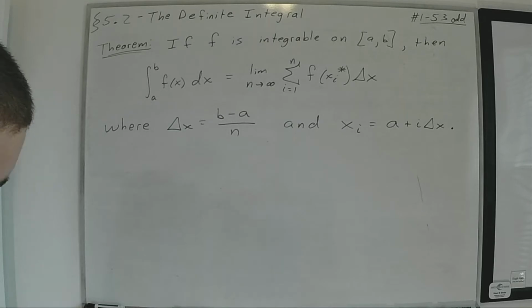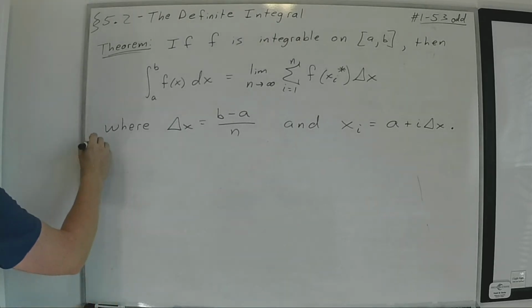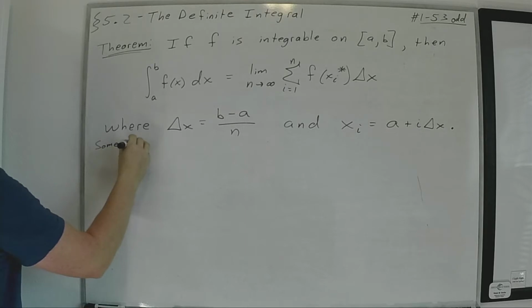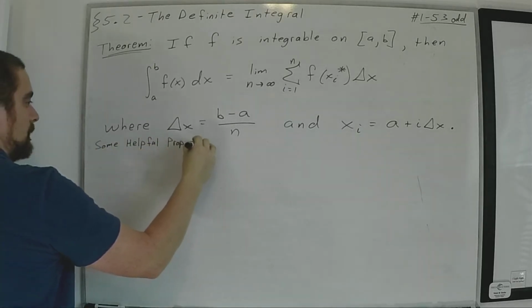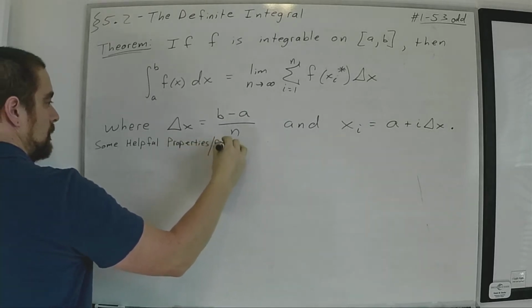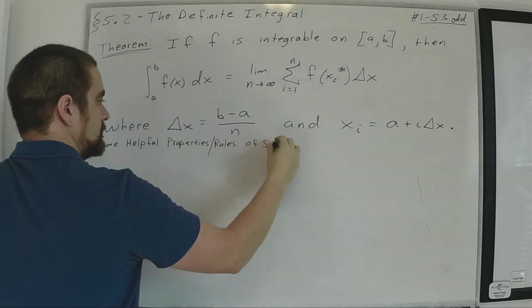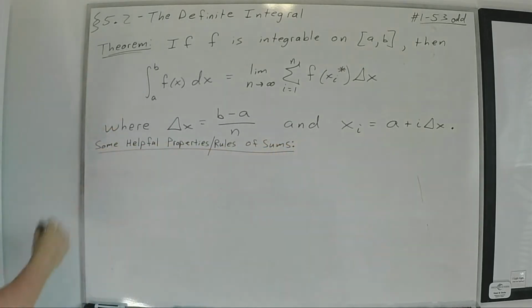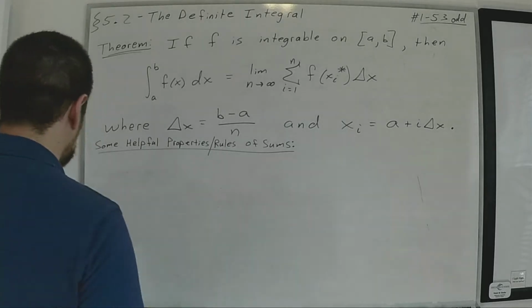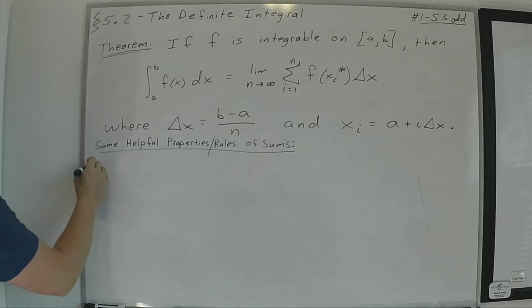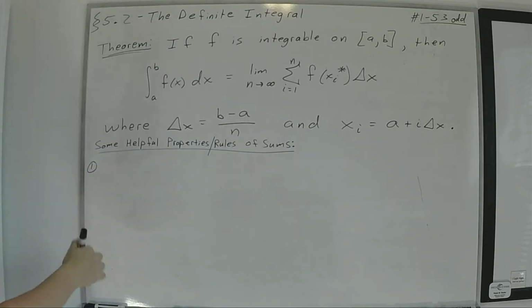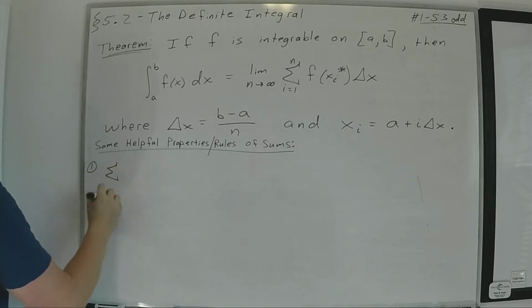So before we do an example, I want to give you a little reminder on some helpful properties or rules, whatever you want to call them, of sums. This is stuff that we should be able to recall from pre-calculus, or if you've done anything with summation notation. This is going to be a little familiar here. Now, I'll keep them numbered. Not that they're numbered in terms of importance, but just numbered. So if you want to number them to refer back to them a little easier, you can go ahead and do that.